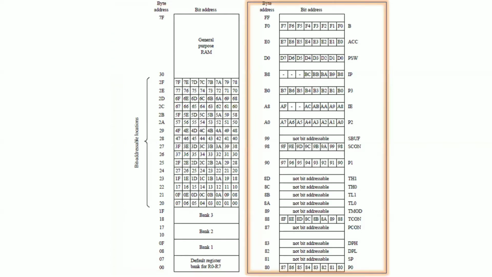Okay, now we are going to see the special purpose registers. If you observe in this diagram, there are special purpose registers. How many registers? Total 21 special purpose registers. Among the 21 special purpose registers, we can access some of them as bit addressable registers or byte addressable registers. What is meant by bit addressable?